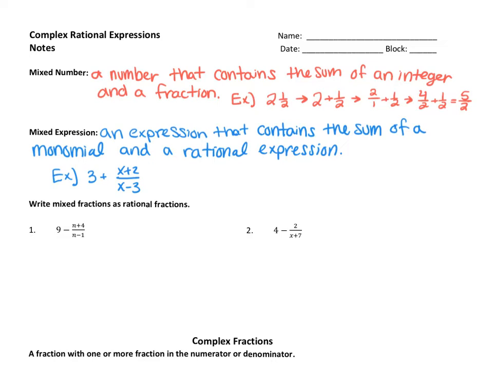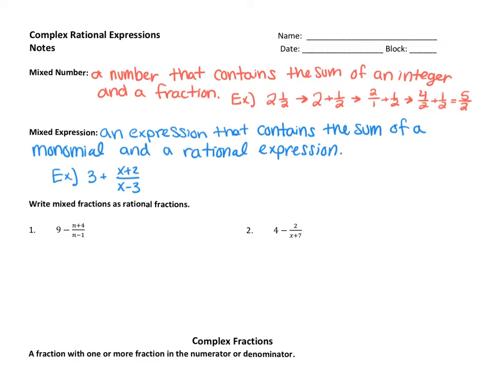So for example, 2.5. Well, because the 2 is the integer and the fraction is a half. Now we know that 2.5 is really the same as 2 plus a half. And if I were to add those together, I would have to get a common denominator. So 2.5 would be the same as 5 halves.